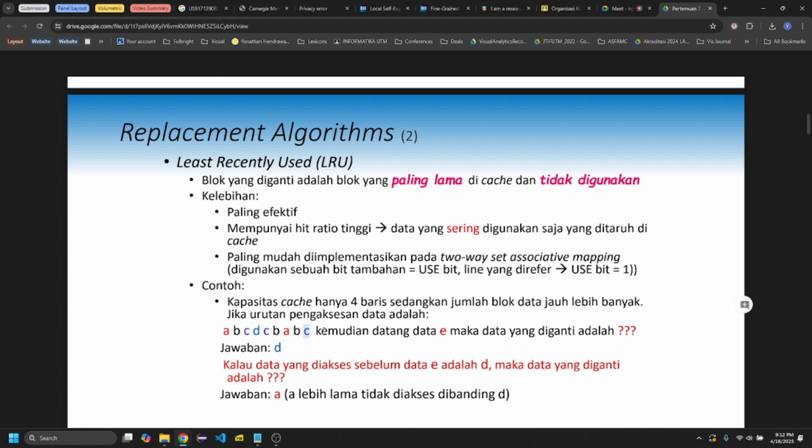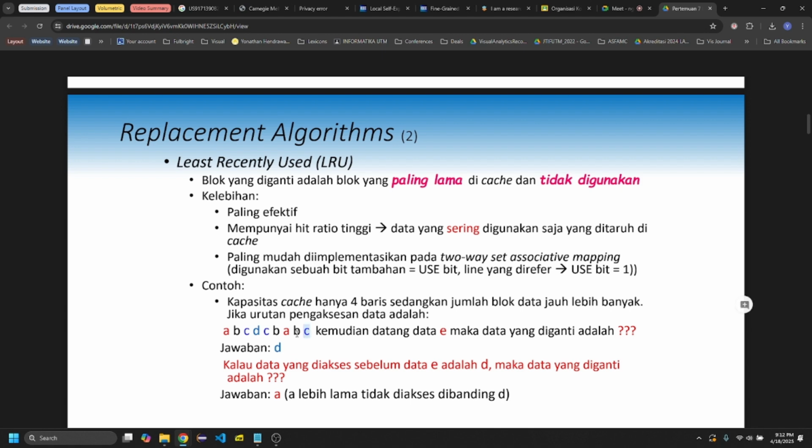And then comes E, a new data E, into the case. The question is, which one is being replaced? Is it A, B, C, or D? If we use LRU, then the answer is D. Why D? Because it is the least recently used.